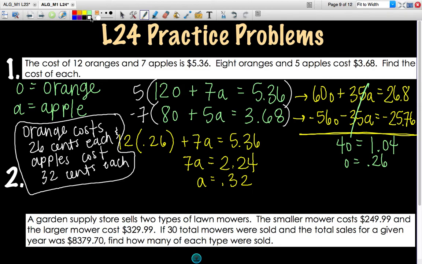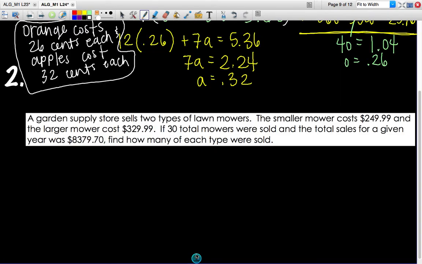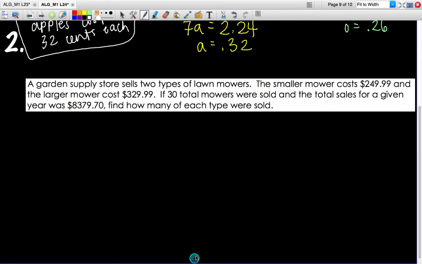Let's look at number 2. A garden supply store sells 2 types of lawnmowers. The smaller mower costs $249.99, and the larger mower costs $329.99. So let's go ahead and define our variables. I'm going to let S equal the smaller mower, and L equal the larger mower. I'm going to represent this with a capital L because the lowercase l looks like a 1.